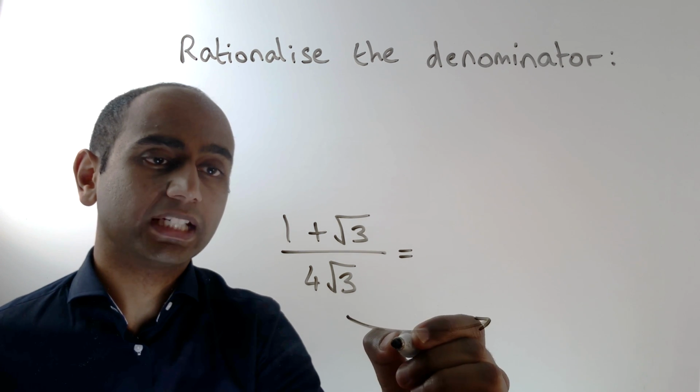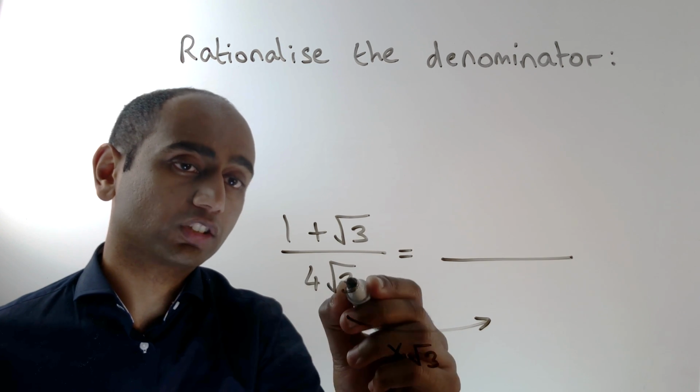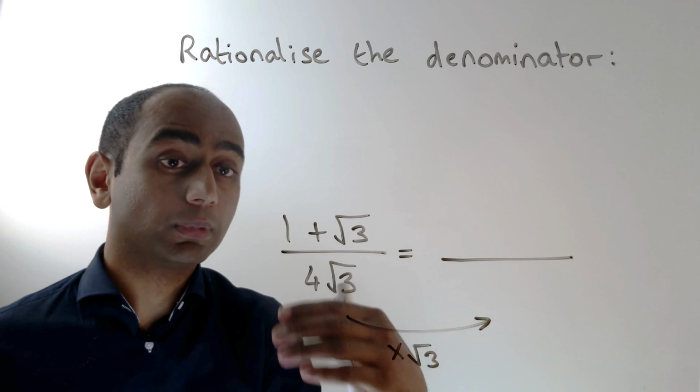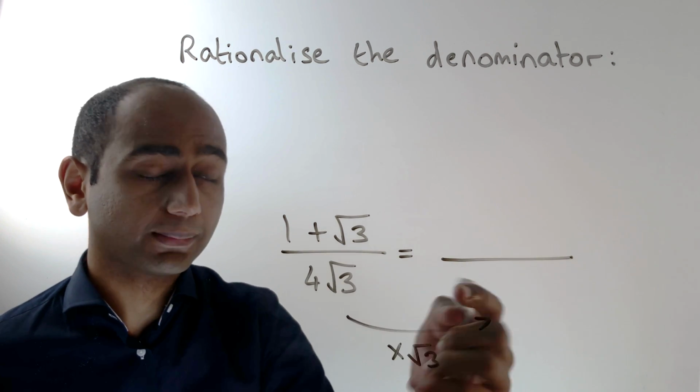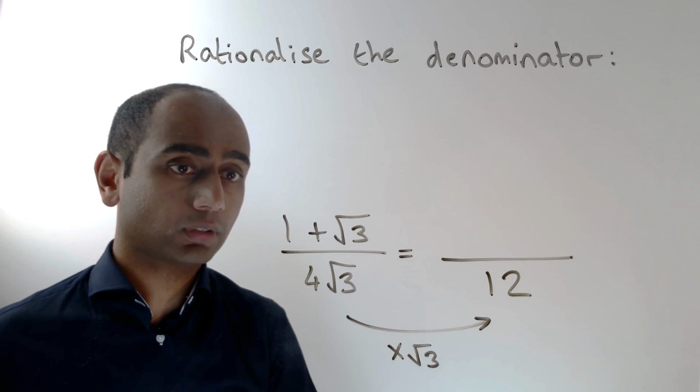We're going to multiply the denominator by the square root of 3. So that would give me 4 times the square root of 3 times the square root of 3 again. Those square roots of 3 multiply together to give me 3. 4 times 3 is just 12. So the denominator is 12.